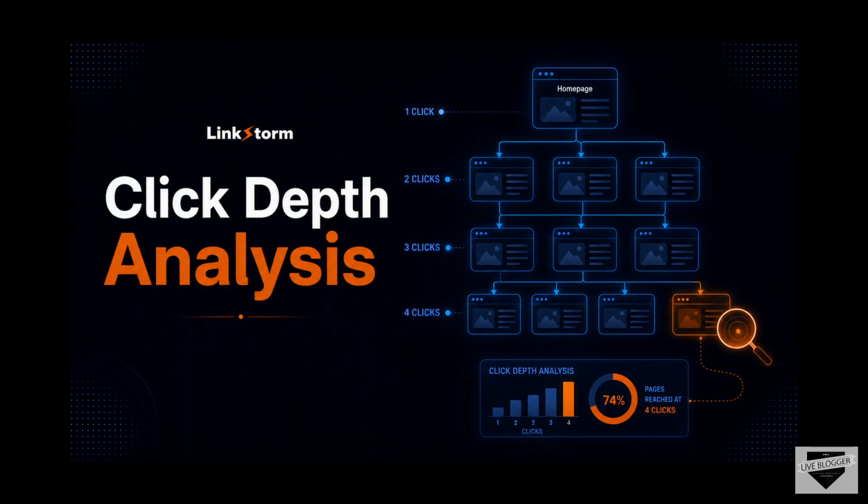Click depth refers to the number of clicks required to reach a page from the homepage. A page linked directly from the homepage may have a click depth of 1. A page that can only be reached through a category page or another subpage may have a greater click depth. Important pages that are buried too deeply inside the website may be harder for visitors and search engines to discover. LinkStorm can analyze click depth and help identify pages that may need stronger internal links from higher level pages.